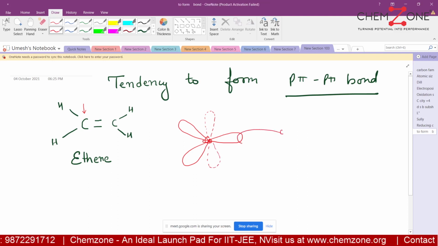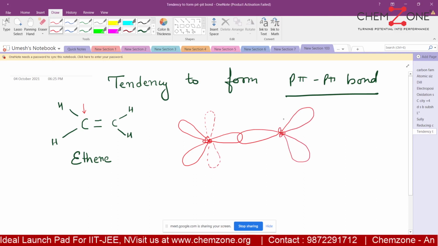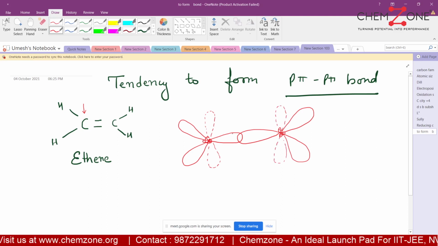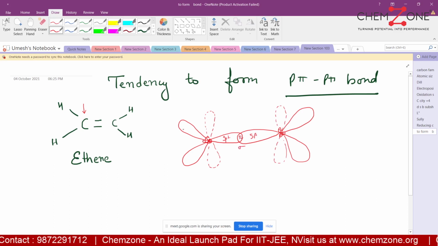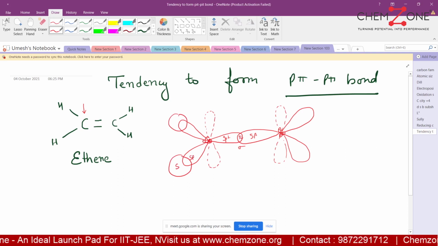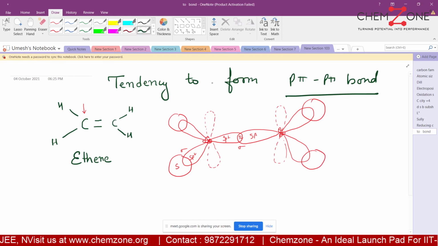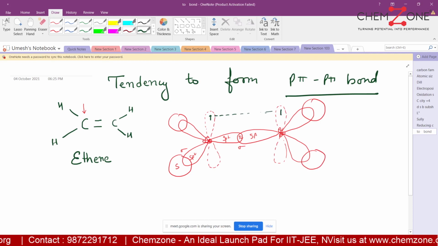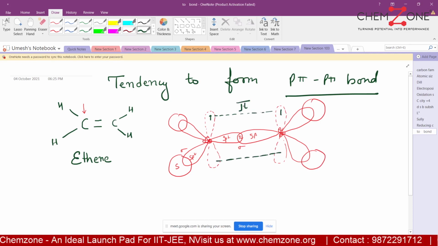Another carbon here. It's sp2, and the sp2 orbitals overlapping head-on form a sigma bond, and they overlap with the hydrogen here, the s orbital with the sp2 forming a sigma bond. And now what will happen with this? It forms a pi bond. Side-on overlapping forms a pi bond.